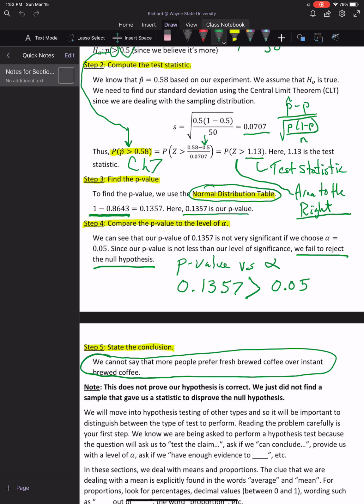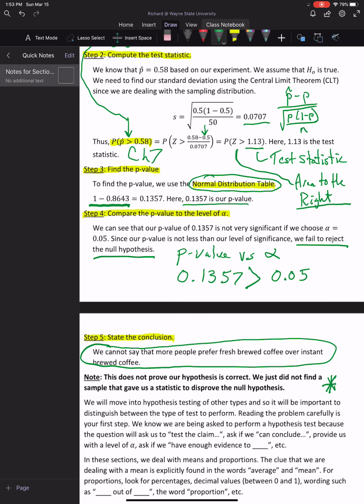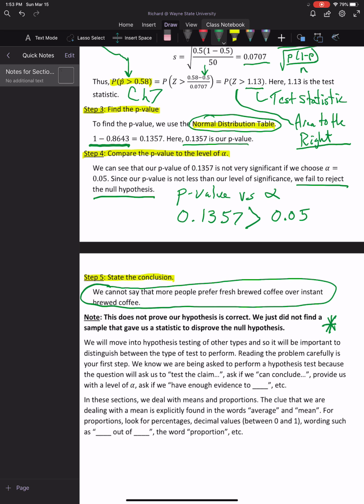And then finally, there's a note, very important. And what it says is this does not prove the hypothesis is correct. We just did not find a sample that gave us a statistic to disprove the null hypothesis. So that is a full test all the way through. And what I'll do in the next video is run through a hypothesis test with proportions, and then we'll do another one with means. But I do want to draw out what is listed in the guided notes. I would encourage you very much to read this last section, which pretty much talks about a lot of the stuff that we have been looking at here.